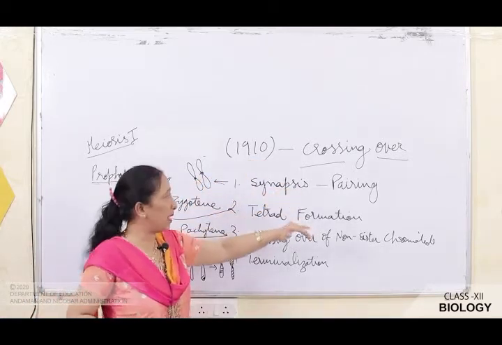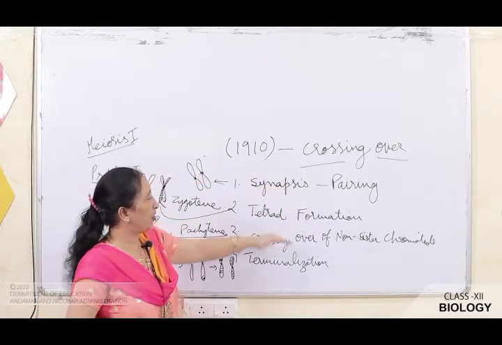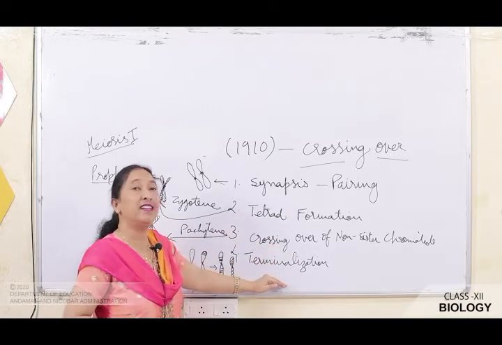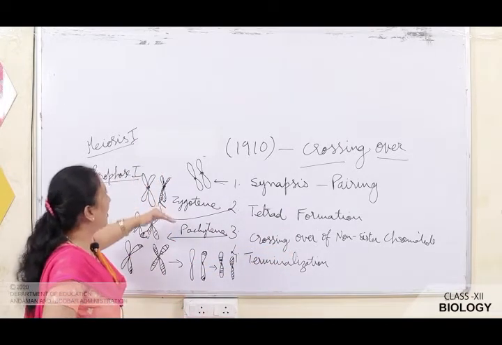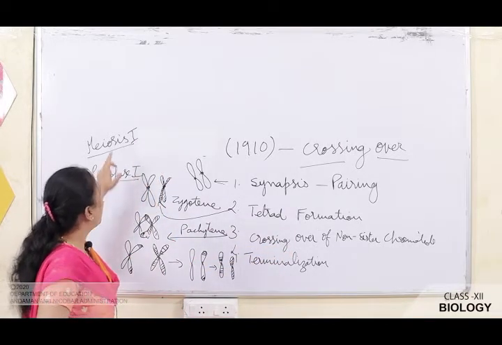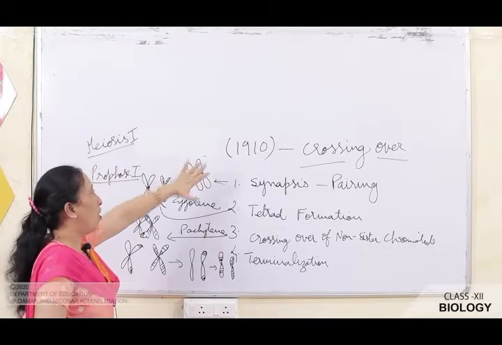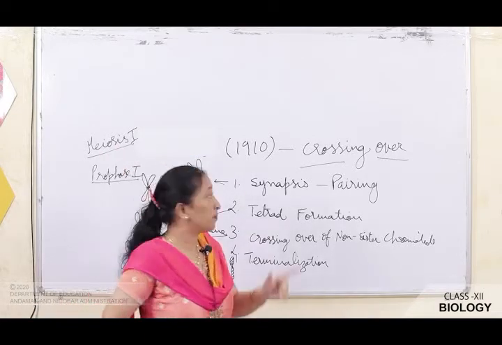It takes place in 4 steps: synapsis, tetrad formation, crossing over of non-sister chromatids, and terminalization. This is how it takes place. It all happens in meiosis 1, prophase 1; all the crossing over takes place there.